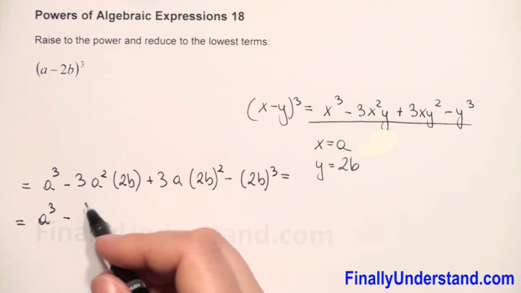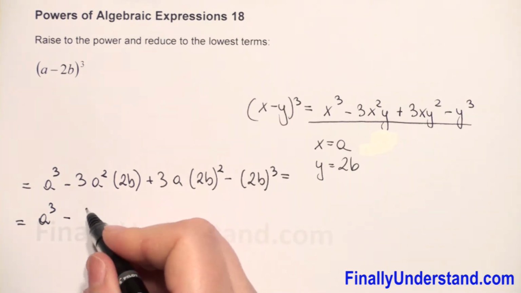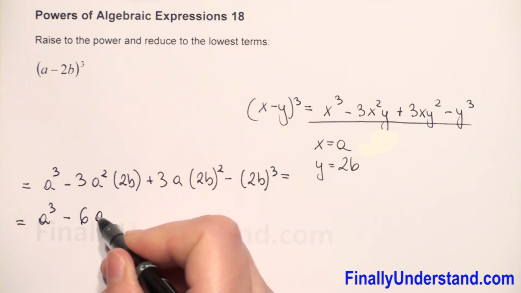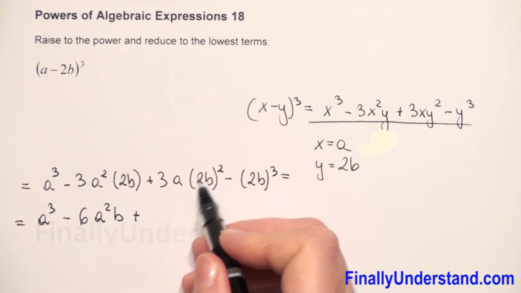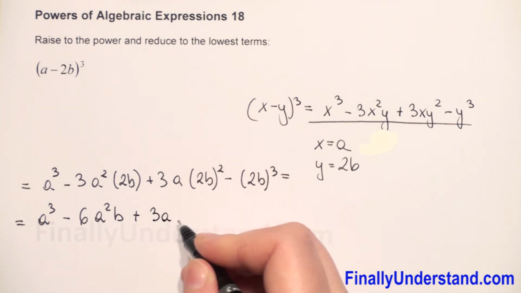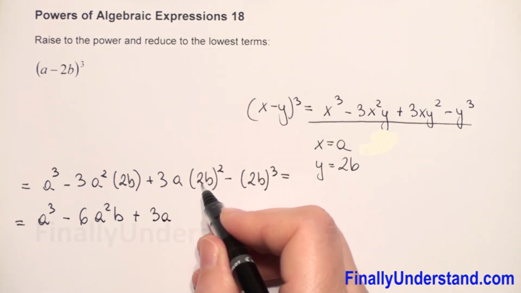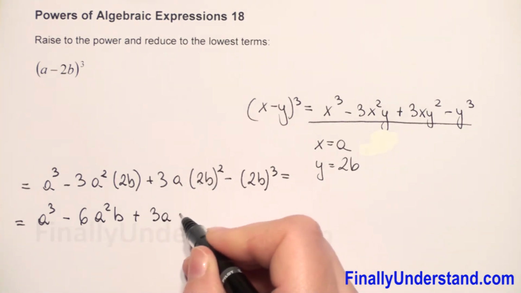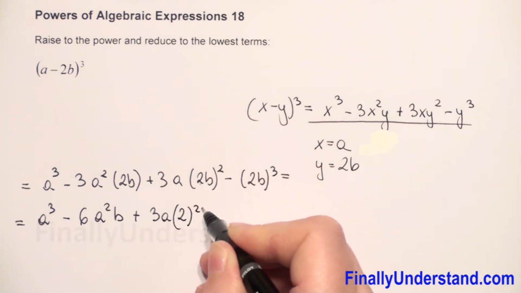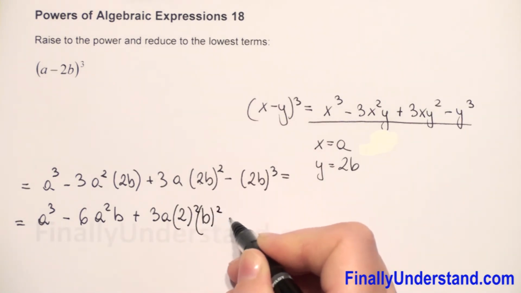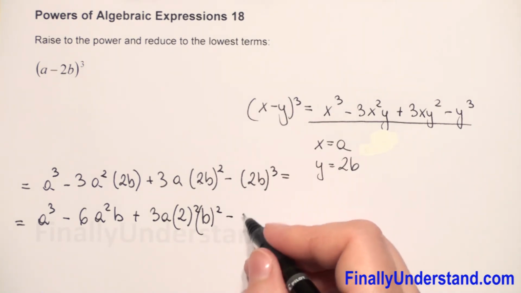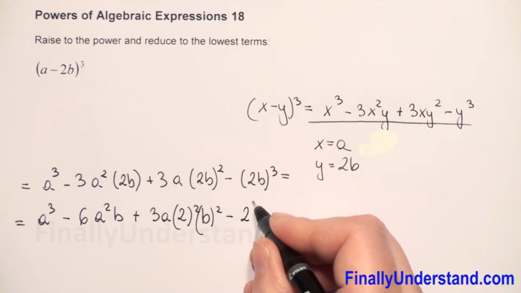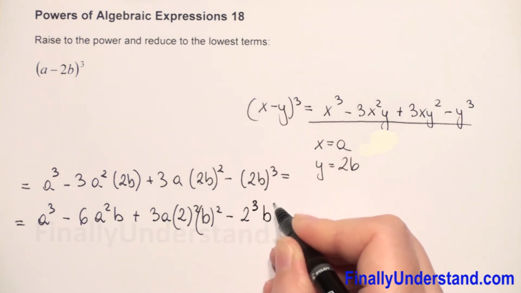Next we have a negative sign, 3 times 2 gives me 6, and next we have a squared b, plus, first we have to do the power, so 3a we have to rewrite, and we have to raise 2b to the second power, so 2 we have to raise to the second power, and b we have to raise to the second power, minus, and now we have 2b to the third power, so we have to raise 2 to the third power and b to the third power.